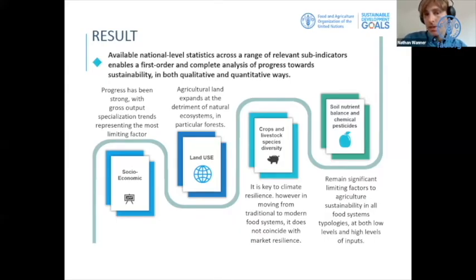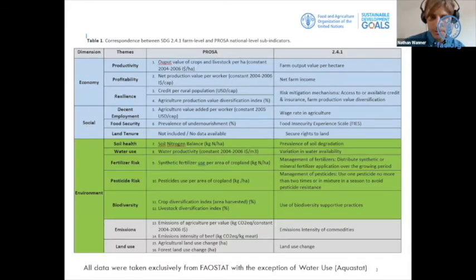This was one of the more important issues that we identified across all of the typologies. In terms of biodiversity, we're looking at crops and livestock diversity. Let me at least highlight these two, as it's one of the key things that I would like to highlight in terms of the results. The crops and livestock biodiversity are defined as Gini coefficients.